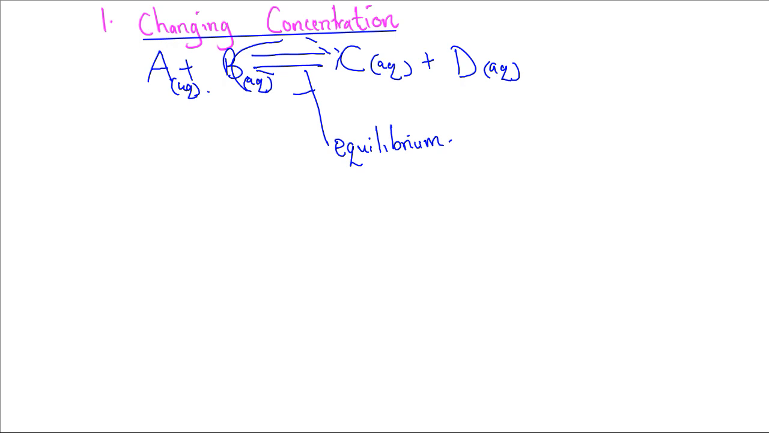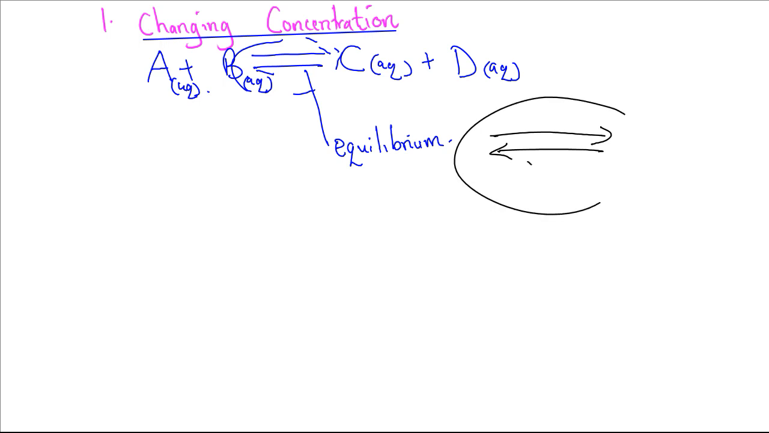I want you to know the difference between the arrow that we've just drawn and this other arrow. This one generally talks about a reaction that is reversible. But when it is half arrow, half double arrow, then that is a system that is at equilibrium.